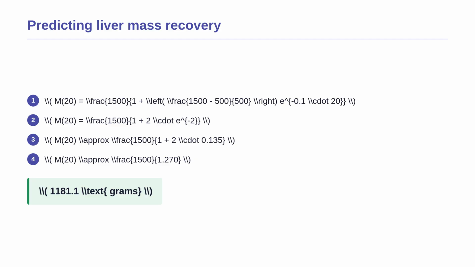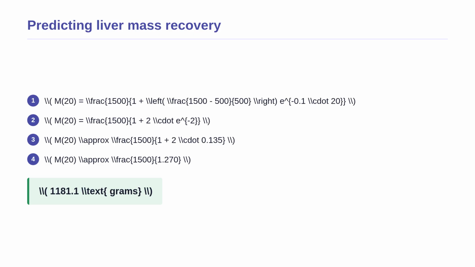Let us apply this logistic model to a real-world medical scenario. A patient has a portion of their liver removed. The healthy target mass K is 1,500 grams, but the starting mass, M0, is only 500 grams. With a growth rate of 0.1 per day, we want to predict the liver mass after 20 days of recovery. We use the logistic equation because the liver's growth is capped by its biological limit.